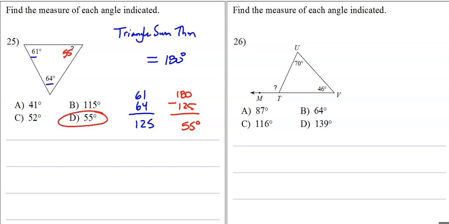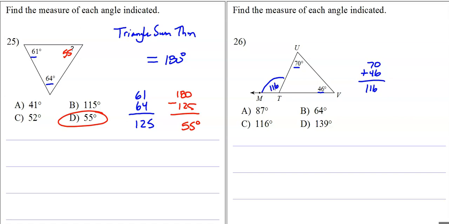Correct answer, D. All right, number 26, there are a couple different ways you could do this. If you want the fastest way, you can use the exterior angle theorem that we did earlier in this test. It might have been like number 6 or number 7. I know it was kind of early on. But this outside angle has to equal these two added together. So I could just go 70 plus 46 and get 116. Put those in there.